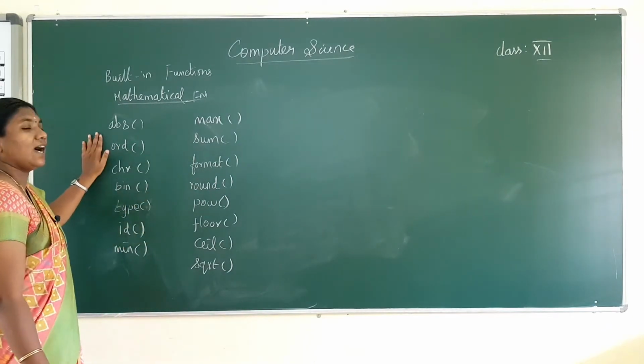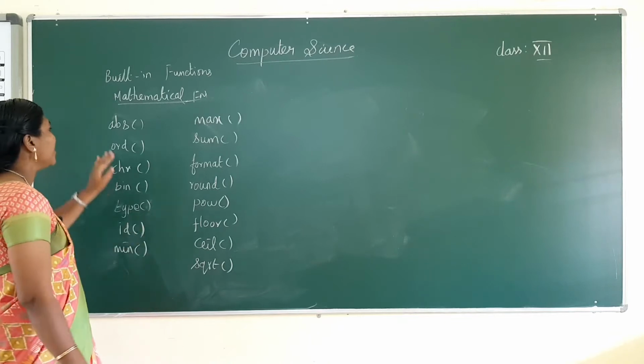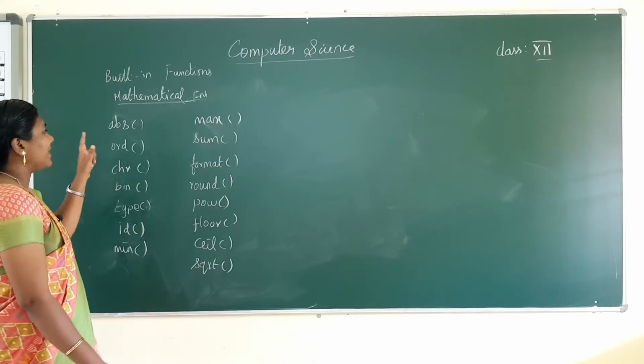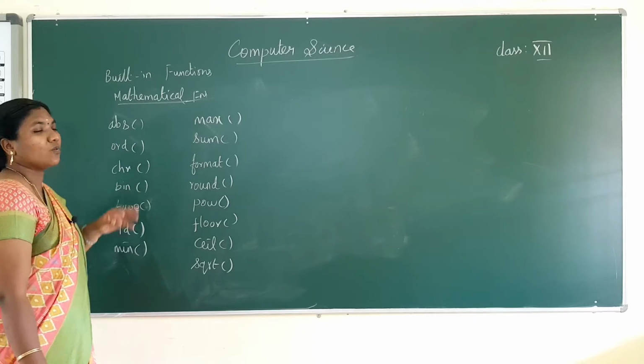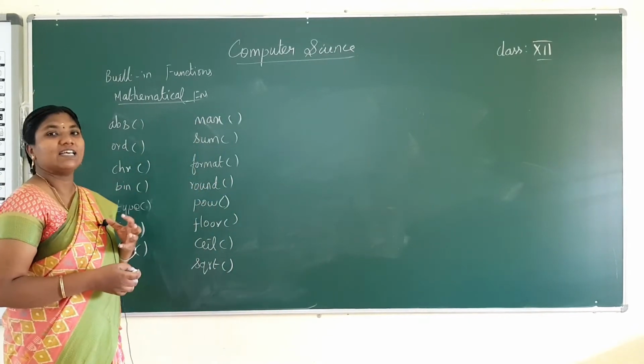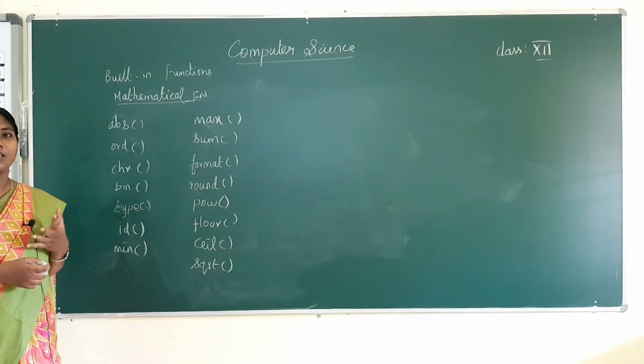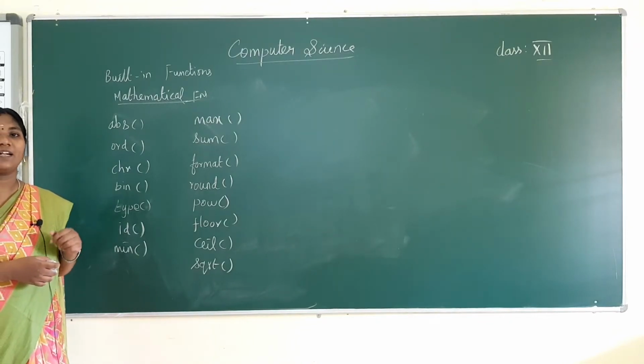The first one is the absolute function. These all come under mathematical functions. So ABS with brackets. What does it say? Absolute value means it gives only the particular value, not the sign. It will not bother about the sign, it will give only the value.